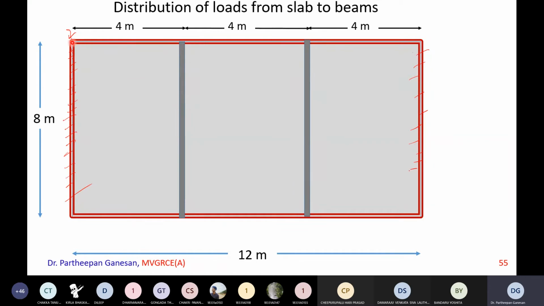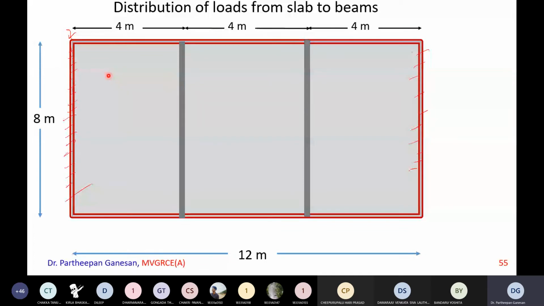Now if you take this, what is this distance? This distance is 4 meter. The distance between this support and this support, center to center, is 4 meter, and this distance is 8 meter. Now 8 by 4 is what? 2. That we will study in the slab, but just to make you understand, this is called a one-way slab. If the long span divided by short span is greater than or equal to 2, we say it is a one-way slab. If it is less than 2, we will say it's a two-way slab. That we will study later.